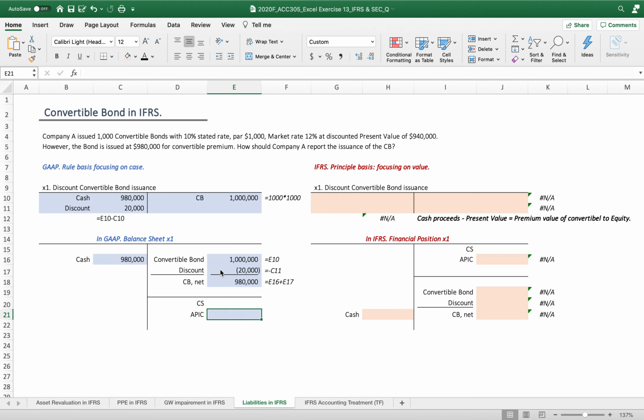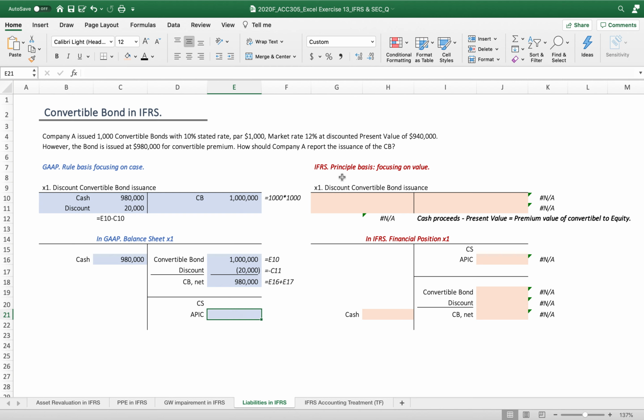So regardless of how different the discounted present value and the issuance price are, we put all this onto the debt only. But IFRS is a little bit different. They follow principal basis, focusing on the value.